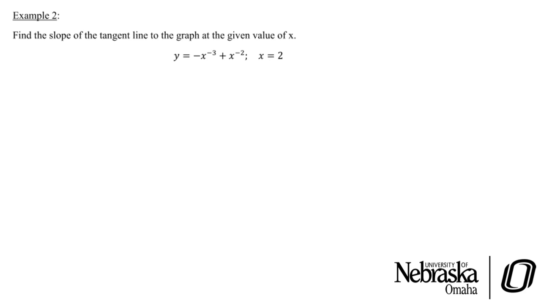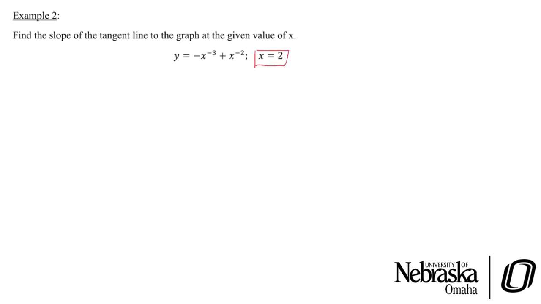Find the slope of the tangent line to the graph at the given value of x. So remember, the slope of the tangent line is found from the derivative. The derivative is the instantaneous rate of change, or the slope of the tangent line at a specific point. So they're giving us an x value.